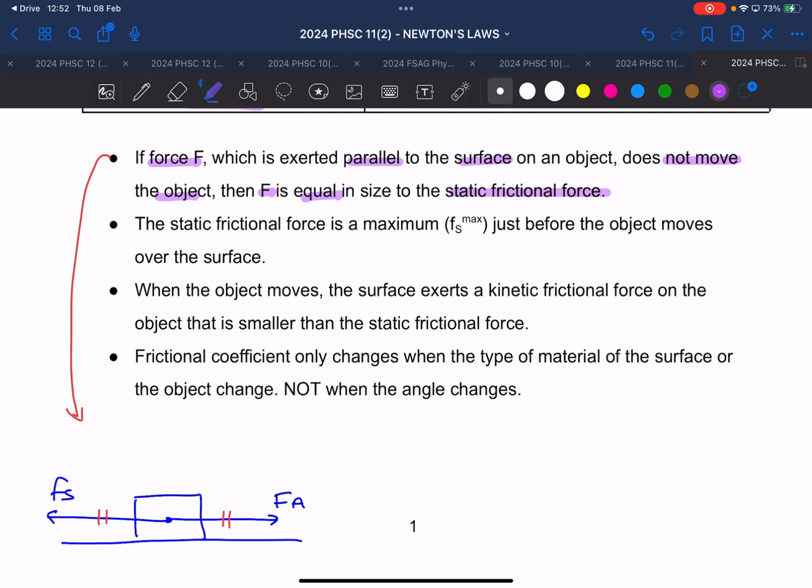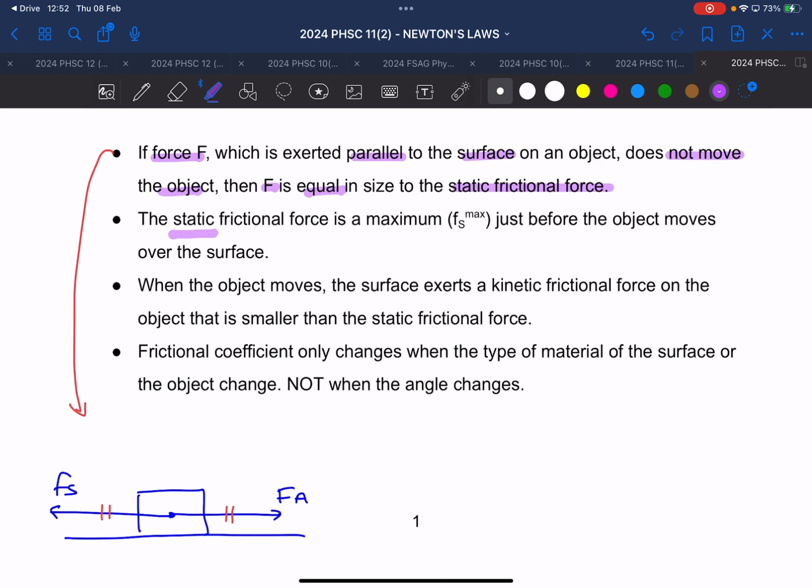Remember, this is not a coloring book, okay? If you highlight the whole sentence, might as well just leave it. Then, static friction is a maximum just before the object moves. Then it's the greatest value. Yes.